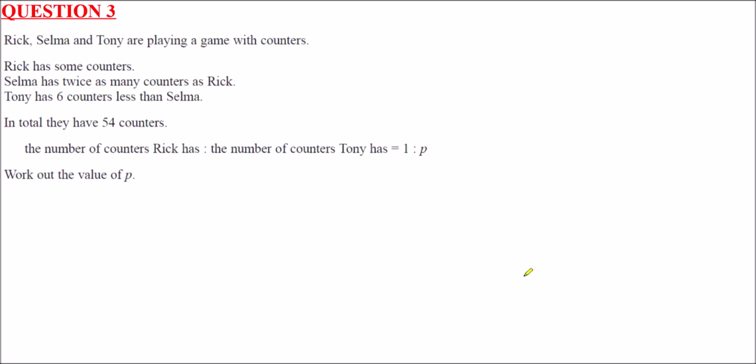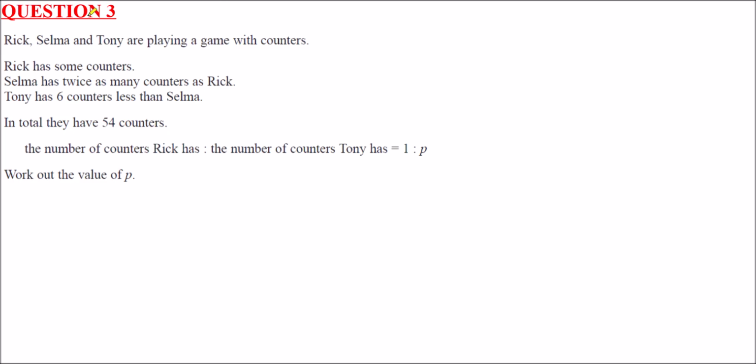Question 3. Rick, Selma and Tony are playing a game with counters. Rick has some counters, Selma's got twice as many counters as Rick, and then Tony apparently has 6 counters less than Selma. In total we've got 54 counters, and the number of counters Rick has to the number Tony has is 1 : p. Work out the value of p.